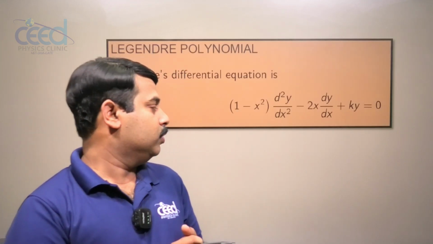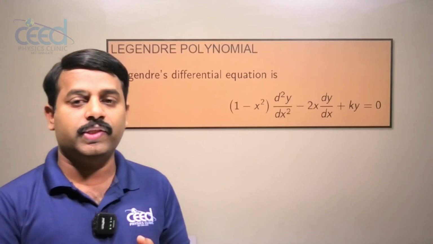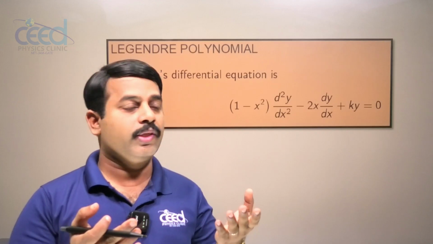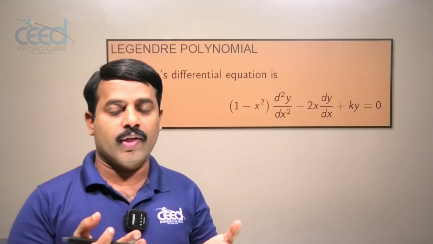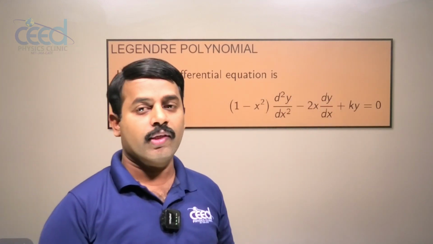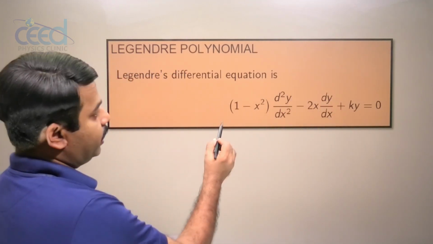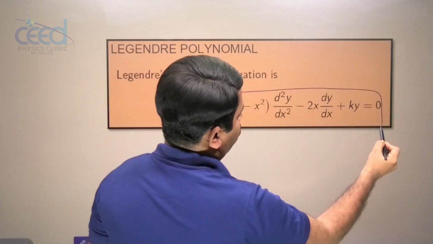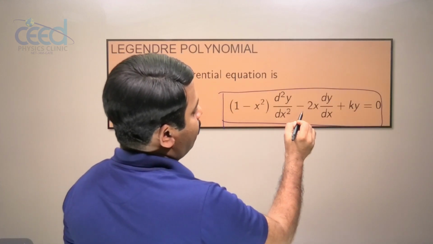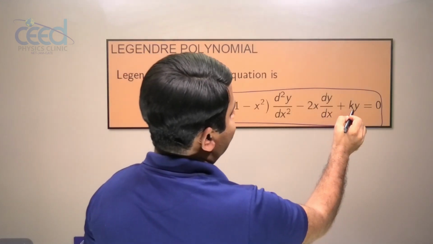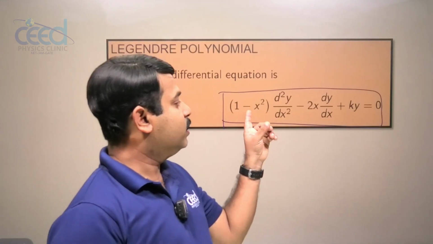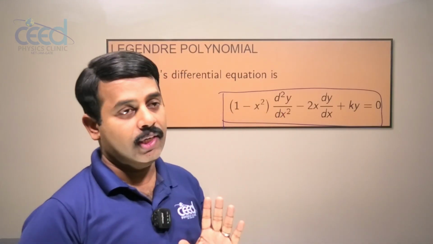Alright. So what is Legendre differential equation? In the previous class we saw what is Hermite differential equation and what is Legendre differential equation. This is a new kind of higher order differential equation which is in this format: 1 minus x square into d square y by dx square minus 2x dy by dx plus ky equal to 0. Right. So this is the Legendre differential equation.